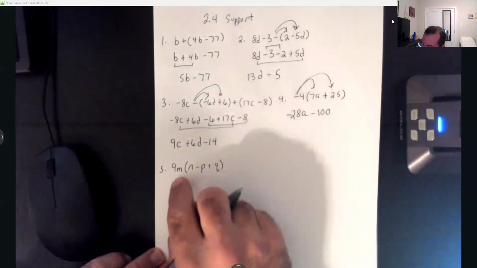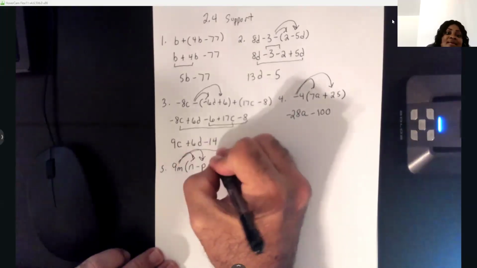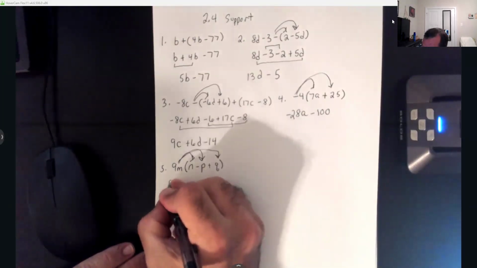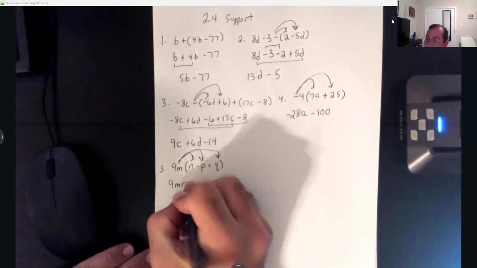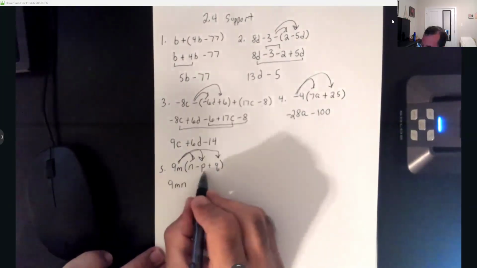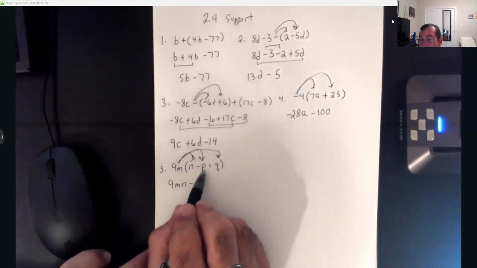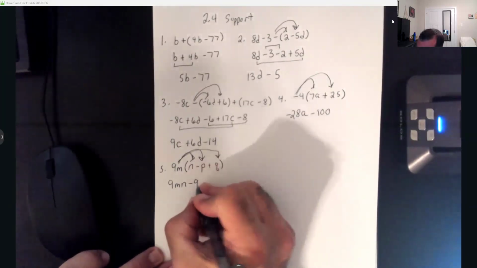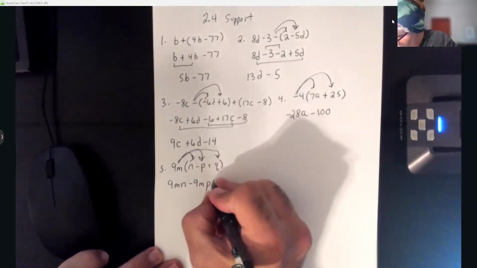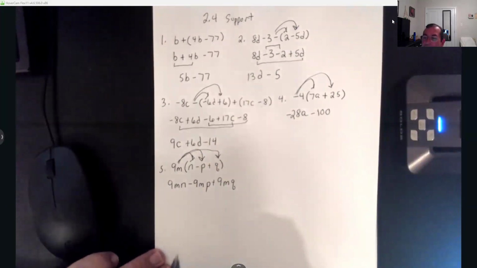Well, you're just distributing that 9m to everybody, right? So 9m times n, can't do nothing with that. That's just a 9mn. Well, this is a positive times a negative, so that's going to be a negative 9mp. Plus 9m cubed.